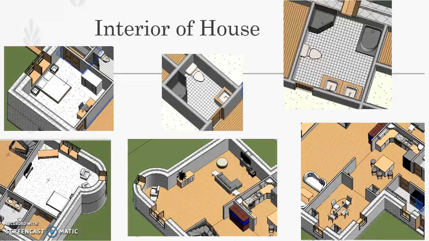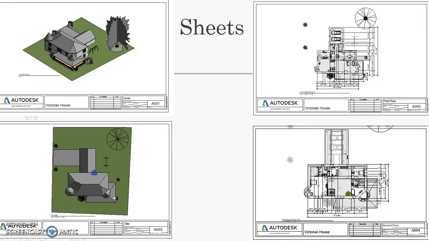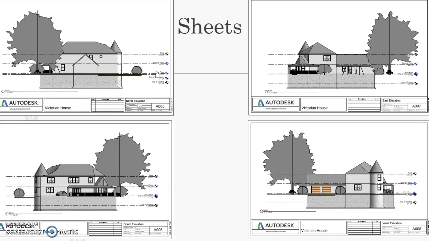For this project, I decided to create the same 8 sheets as I did before. So in the top left corner is the cover, and right underneath it is the site. In the top right corner is the first floor, and right underneath it is the second floor. In the top left corner is the north elevation, and right underneath it is the south elevation. In the top right corner is the east elevation, and right underneath it is the west elevation.